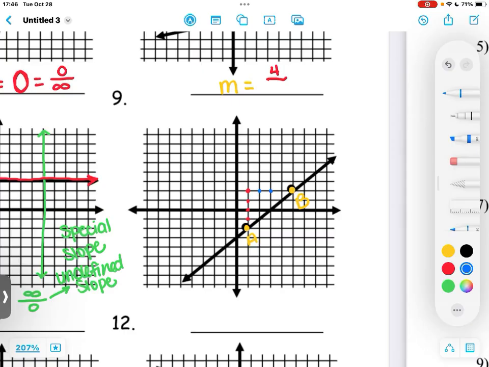And then I'm going to the right 1, 2, 3, 4 units. This one's a nice pretty slope of 4 over 4, which is 1.